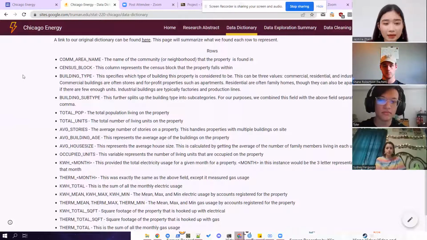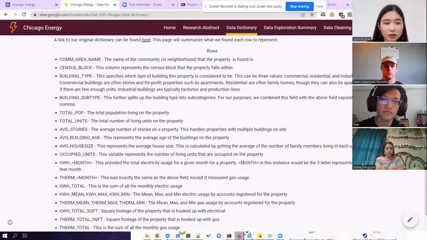For building types, there are 3 values: commercial, residential, and industrial. Commercial buildings are usually stores and for-profit properties, sometimes apartments. Residential is usually family houses, and could also be apartments sometimes. Industrial buildings are things like factories and production lines. And building subtype is just the split into subcategories of the building types.